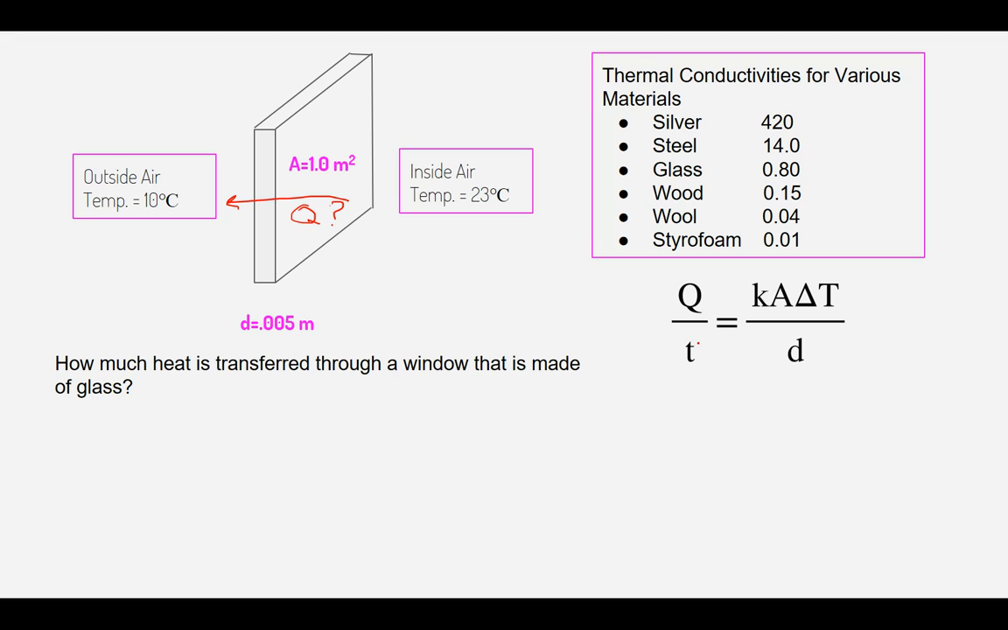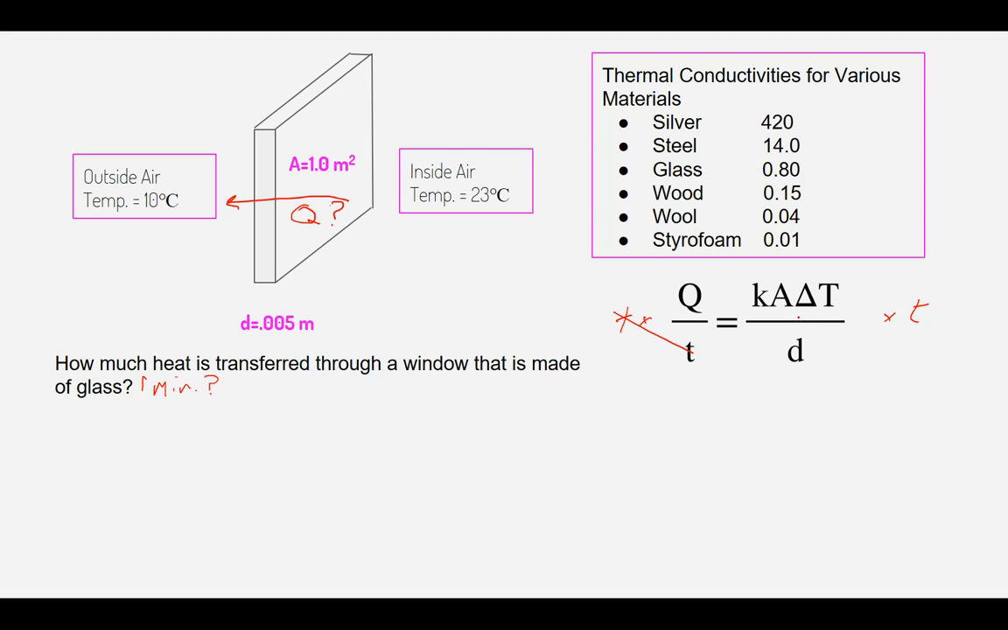Now, this formula is typically done over time, so how much energy is transferred per second, let's say. But we want to see how much energy is transferred over the course of 1 minute, so that is something I'll add to the problem. In order to do that, time has to move over to the other side of this equation, so I'm going to multiply both sides by t. Now these t's cancel out, so Q is this formula times t.